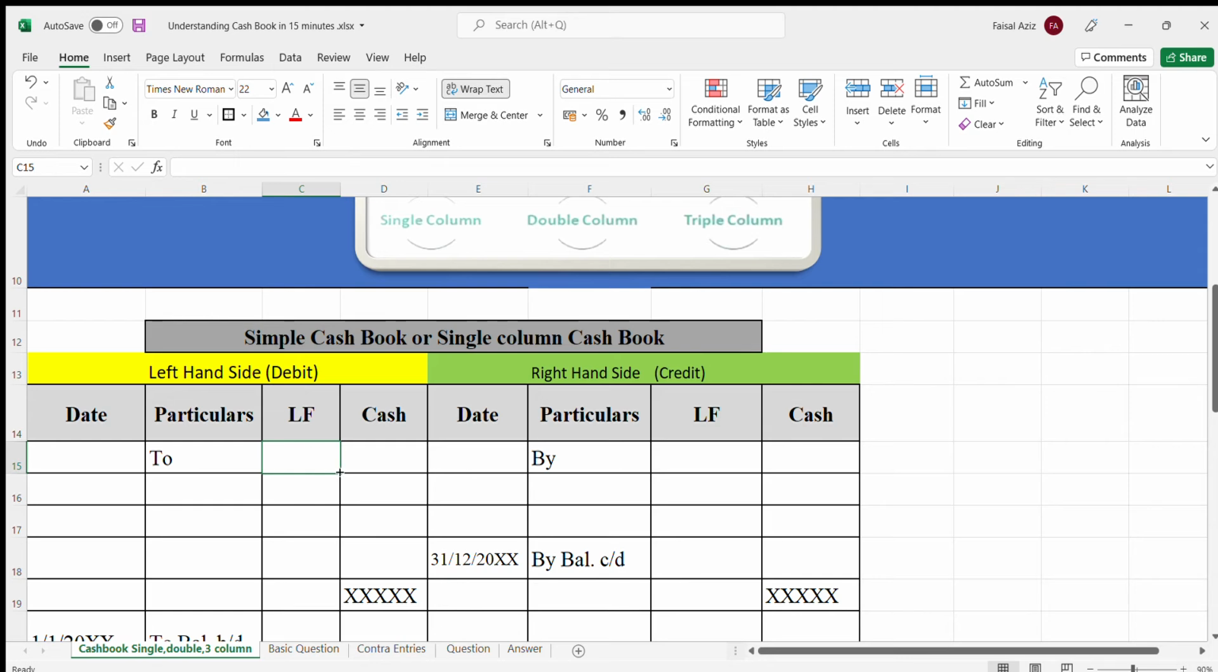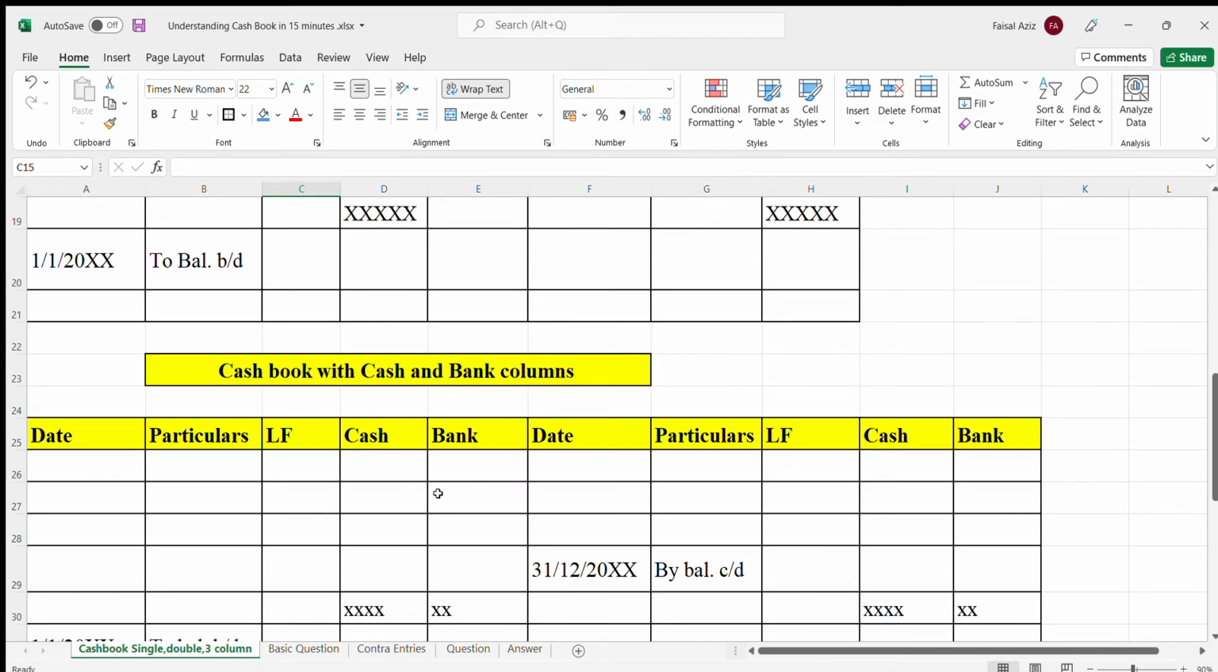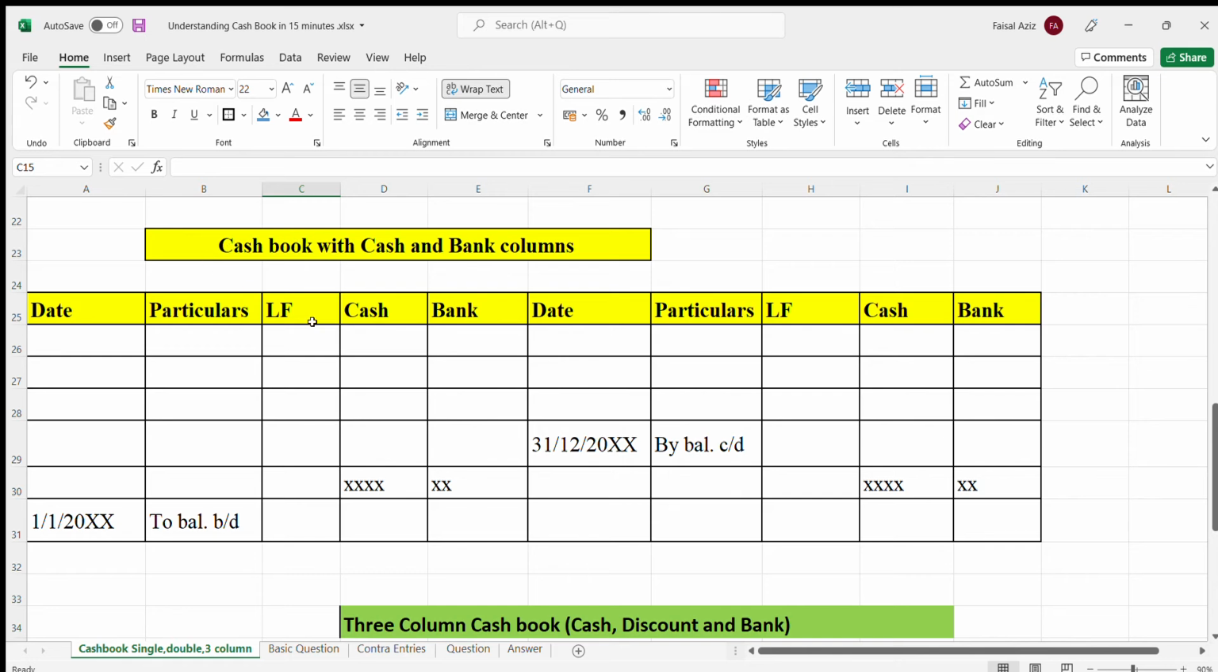Here you can see that we have only one column of cash on the left side and the right side, so that's why we call this cash book a single column cash book. Now let me show you another format. Here you can see we have cash and bank columns on the left side, and cash and bank columns on the right side. So this is a double column cash book. It contains two columns, both on the debit side as well as the credit side.